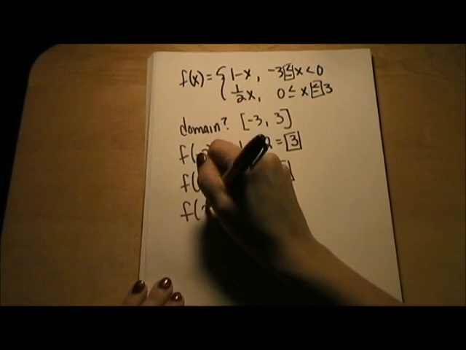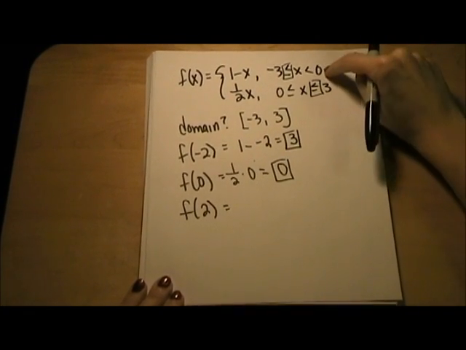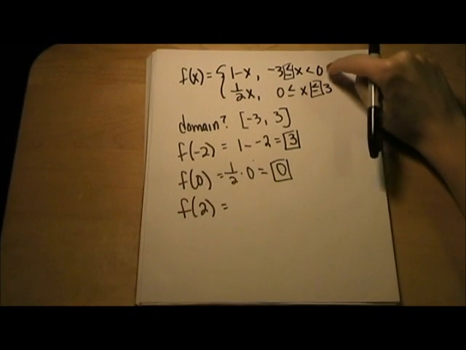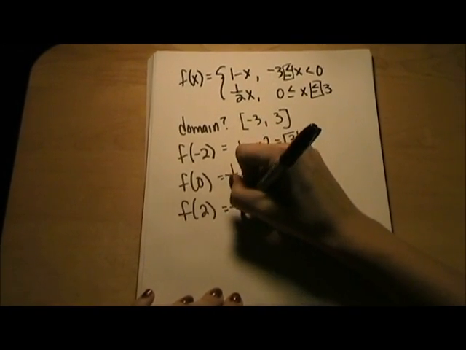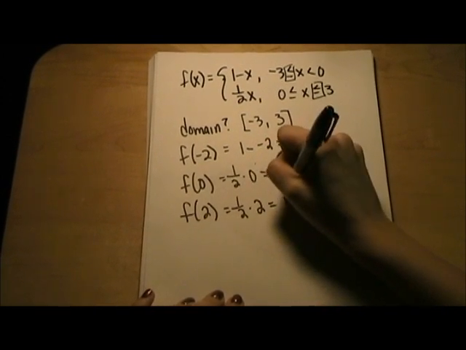If I asked you for f of 2, is 2 between negative 3 and 0? No. Is it between 0 and 3? Yes, so we're using this equation. 1/2 times 2 equals 1.